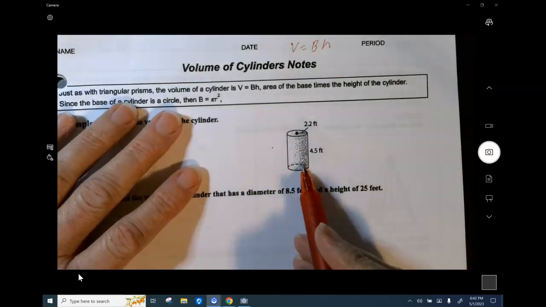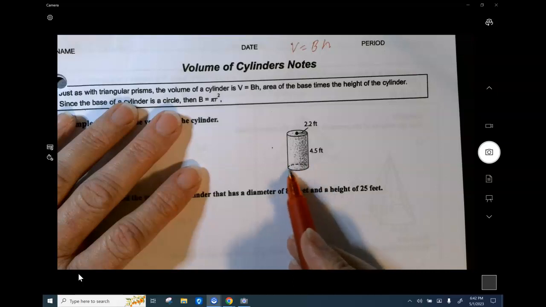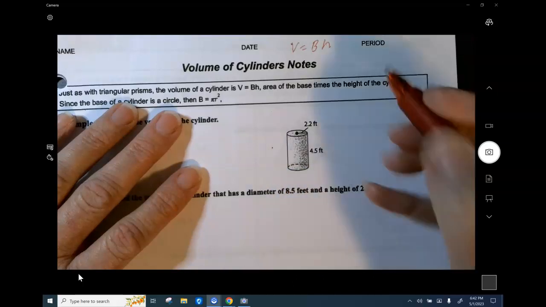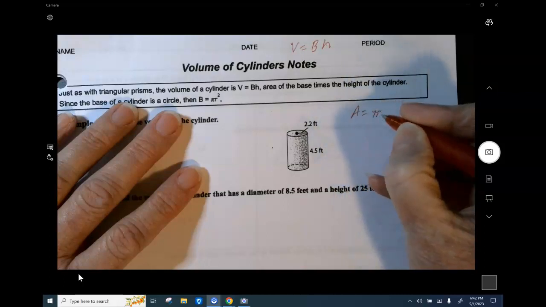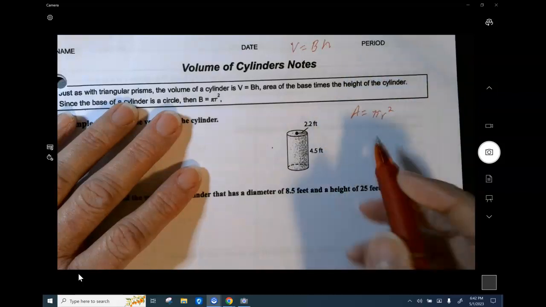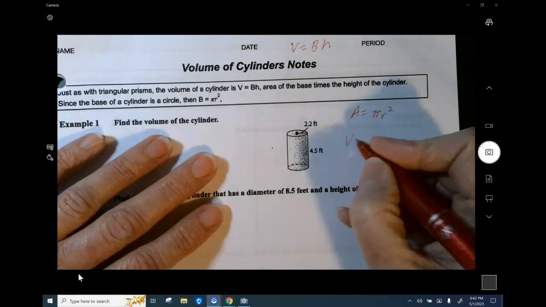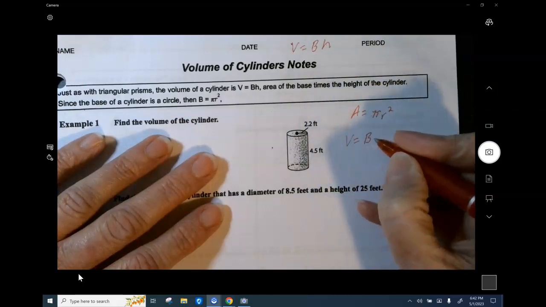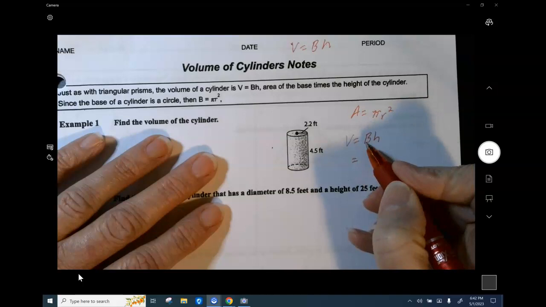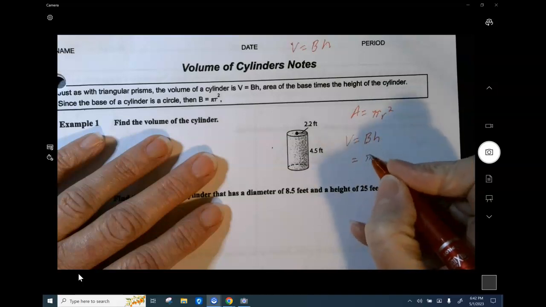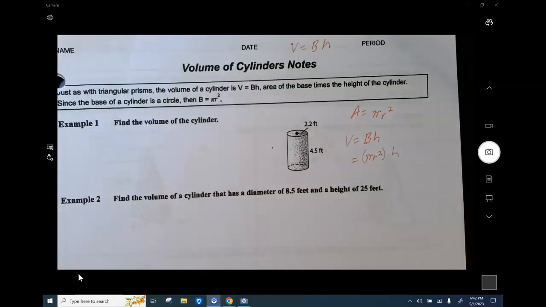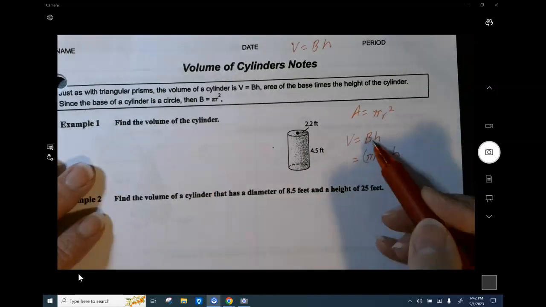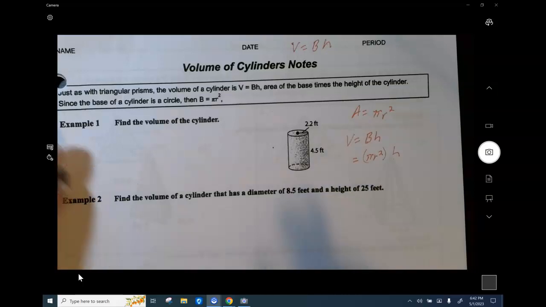We talked surface area. What is my base? Well, it's a circle. How do I find the area of a circle? That's going to be pi r squared, right? So when we find the volume, we're going to take the area of the base times the height. Well, what's going to be my base? Well, it's going to be pi r squared. That's going to be my base, and then I'm going to take it times the height. So we're going to find the area of the circle, the area of the base, and then take it times the height.